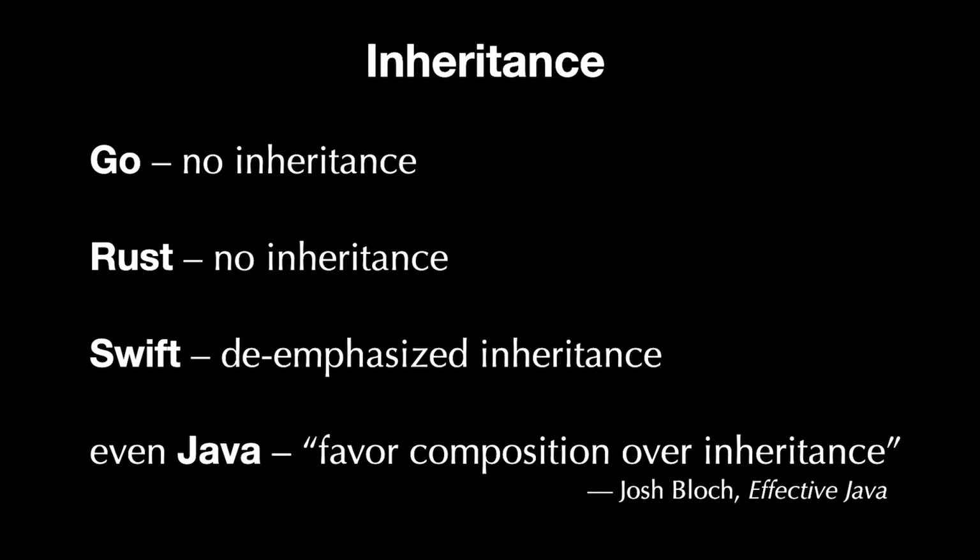Josh Bloch, in the mid-2000s in Effective Java, says favor composition over inheritance. Composition means has-a relationships. Okay, so why? What's the problem? I'll just zip through. This is a lecture I love to take 45 minutes to do, and we're going to do it in 3 minutes.